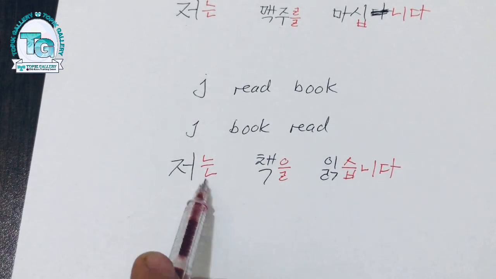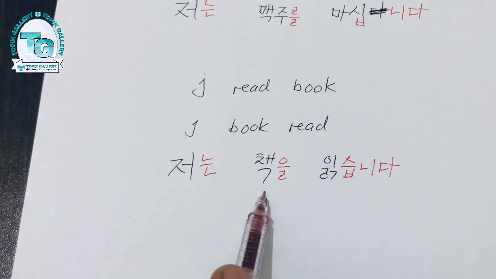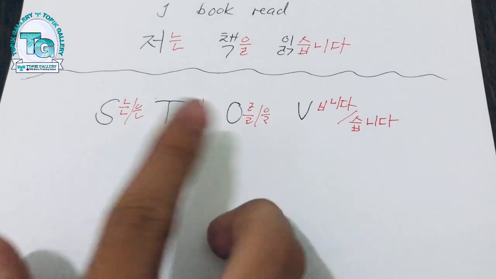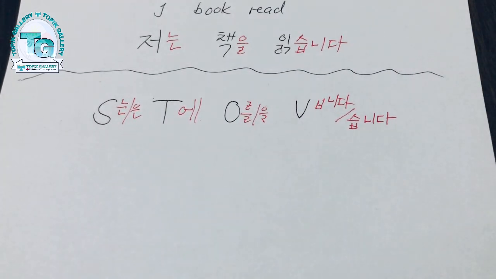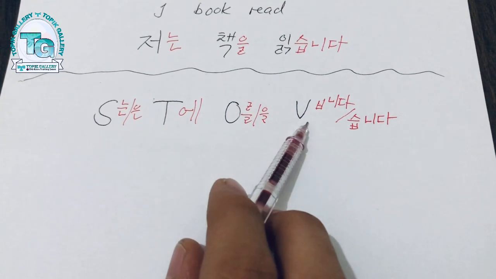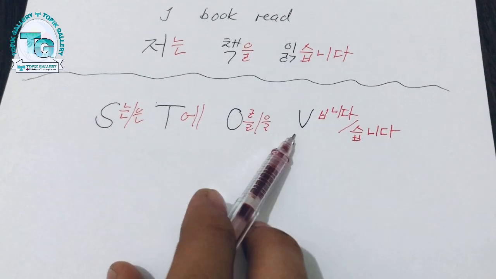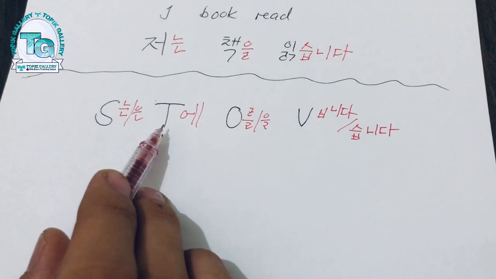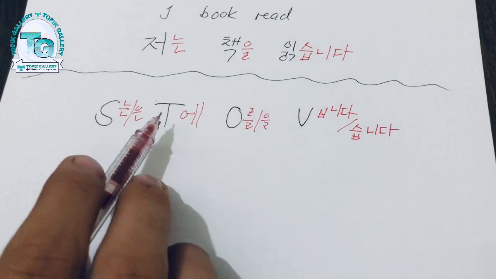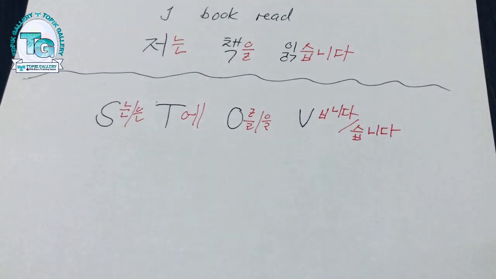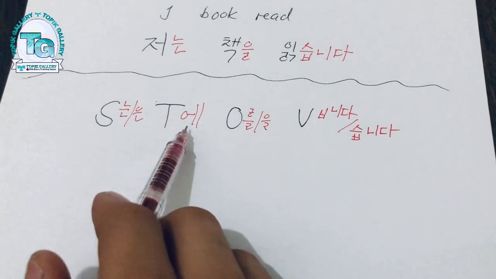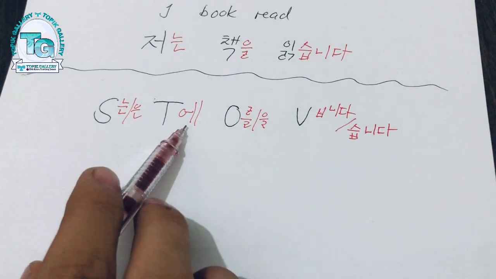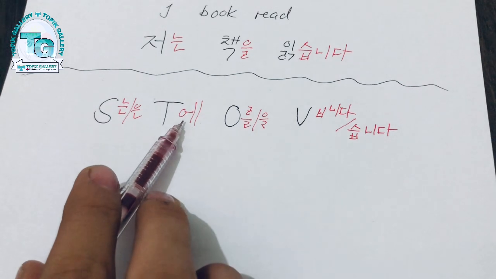In Tagalog, "Ako ay nagbabasa ng libro." Okay, so the next pattern is STOV. Earlier it was just SOV: subject, object, and verb. And then we added a T. What does it stand for? It stands for time. Its marker is 에, which just means "at" in this context. In Tagalog, "sa."